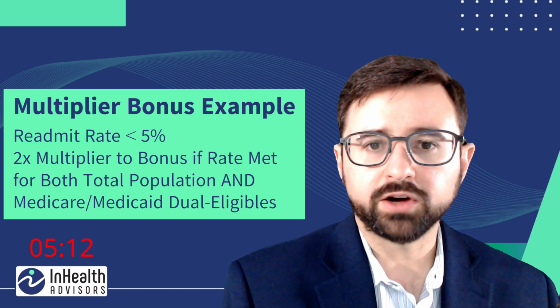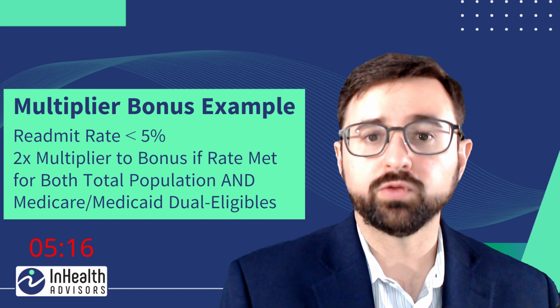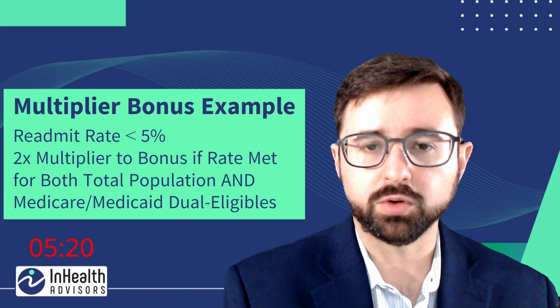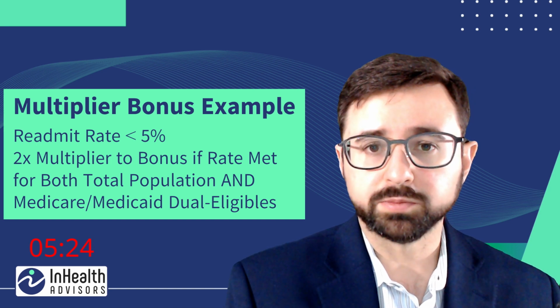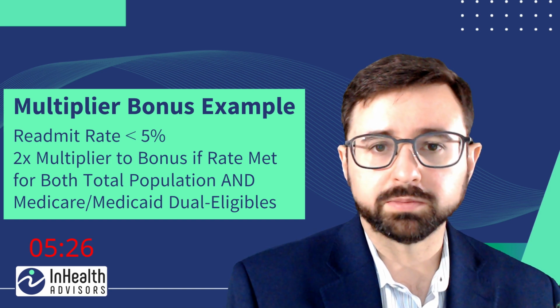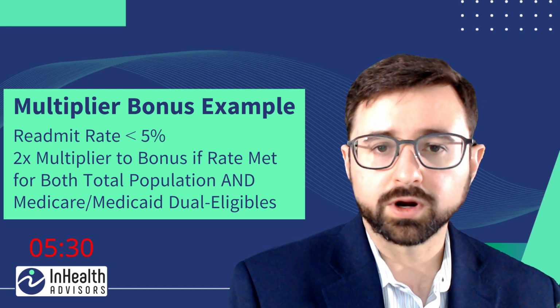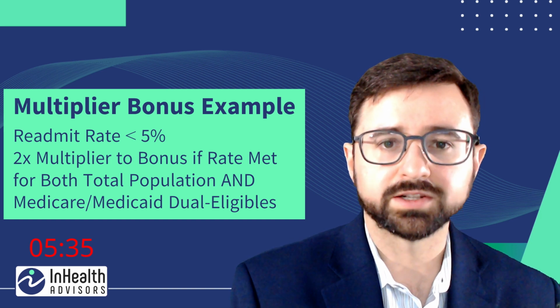If that provider were able to reach that threshold under 5% for both the overall patient population as well as the underserved patient population in question, for example, looking at Medicare and Medicaid dual eligible patients, they could earn a multiplier of, say, 2 times of the bonus amount. Therefore, if they hit both those thresholds, their bonus that they would earn would be $6,000.